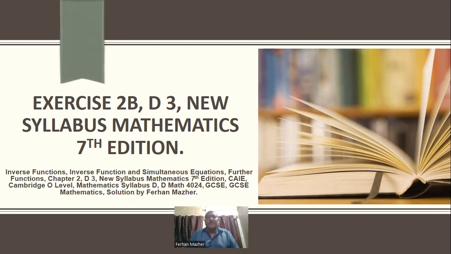which we call DMaths 4024. And we are working on the content of the syllabus. The name is functions. And today we are going to find how to find the inverse function, and we will also learn how the inverse function and the simultaneous equations work together.